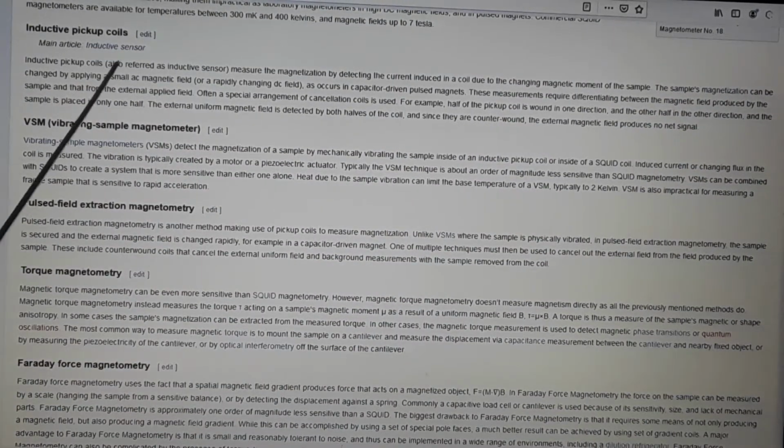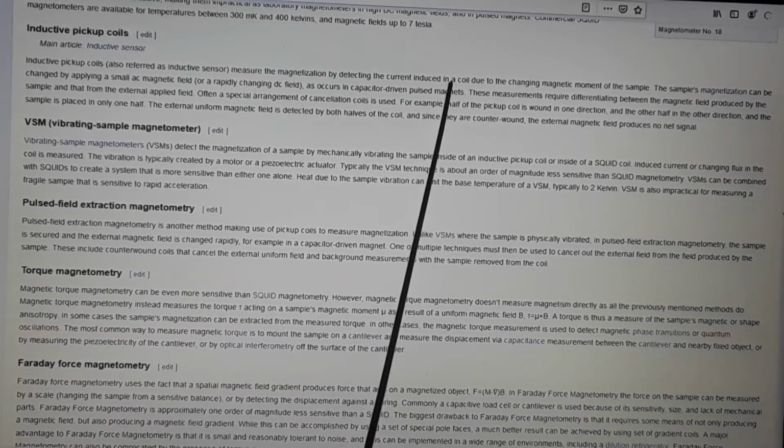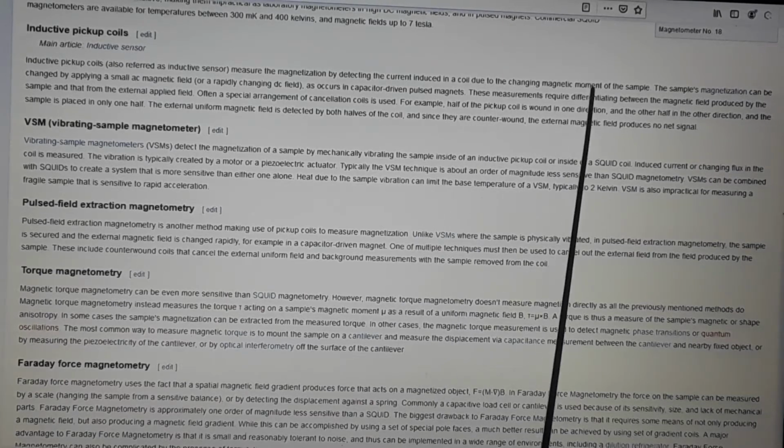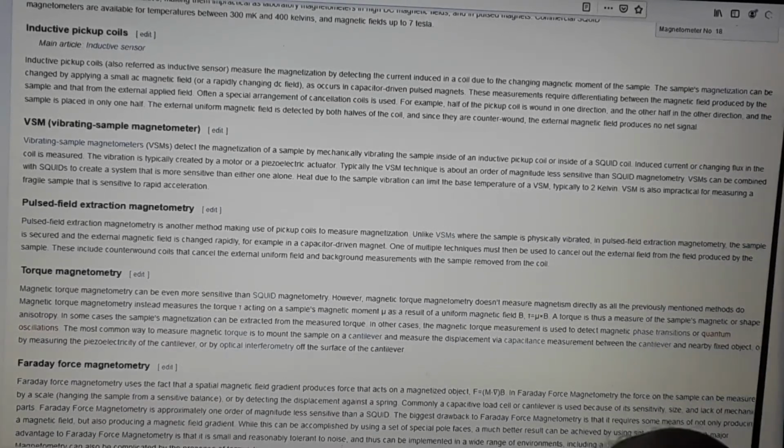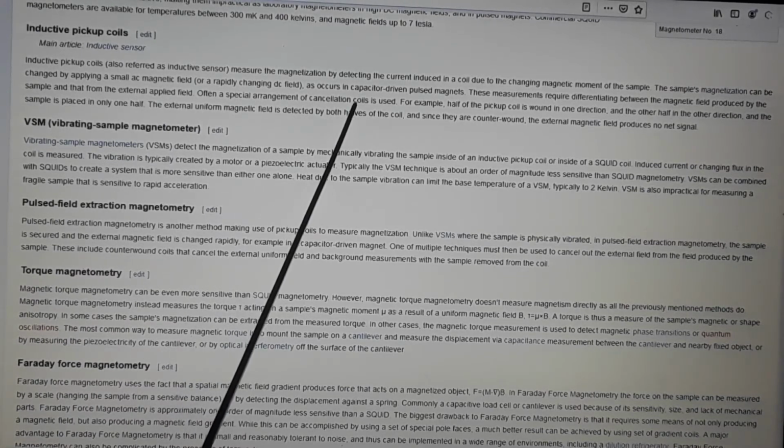The induction pickup coils, also referred to as induction sensors, measure the magnetism by detecting the current induced in a coil because of the changing magnetic moment of the sample. The sample's magnetism can be changed by applying a small AC magnetic field or a rapidly changing DC field, as occurs in capacitor-driven pulse magnets. These measurements require differentiating between the magnetic field produced by the sample and that from the external applied field. Often a special arrangement of cancellation coils is used.